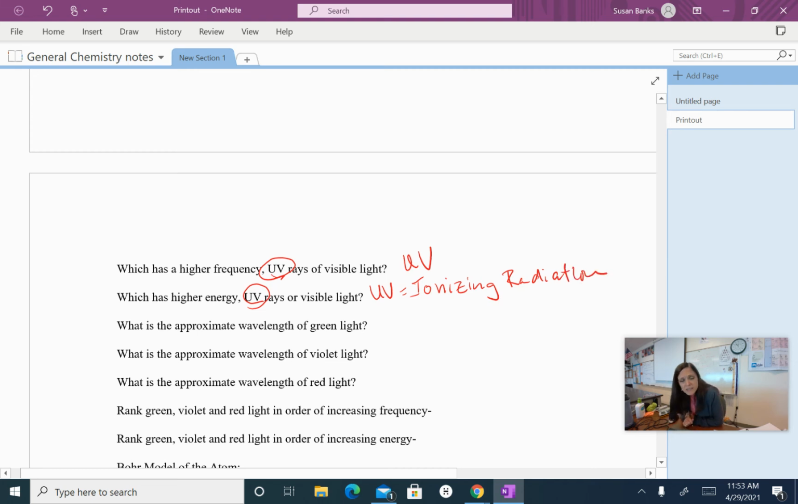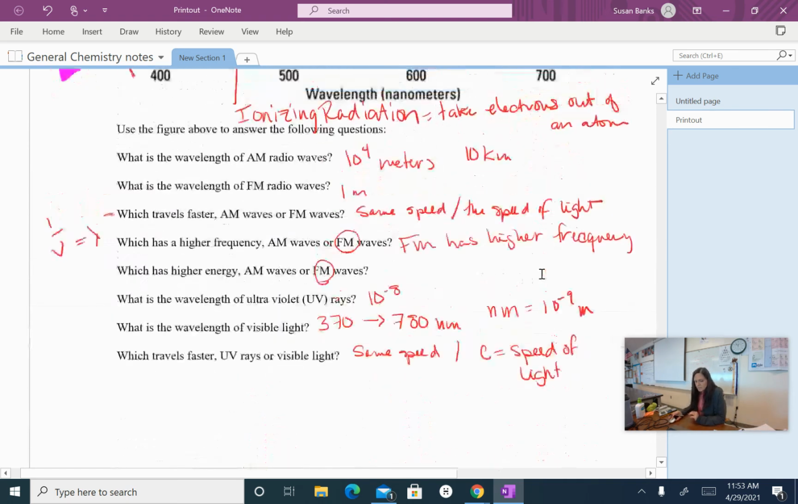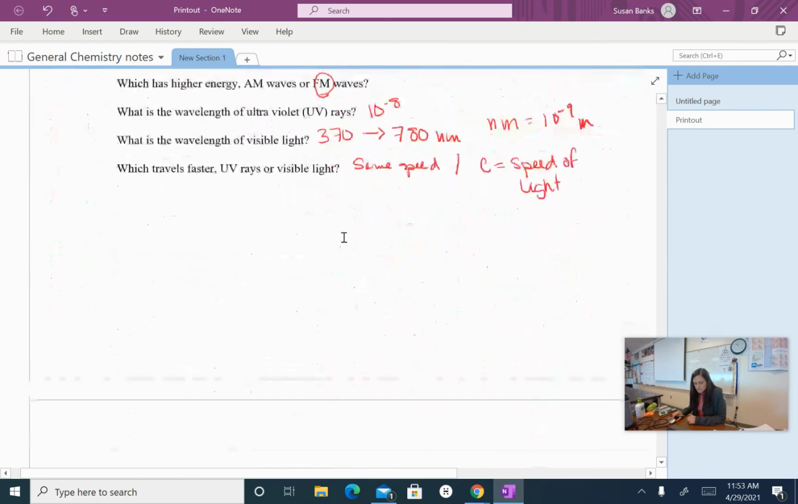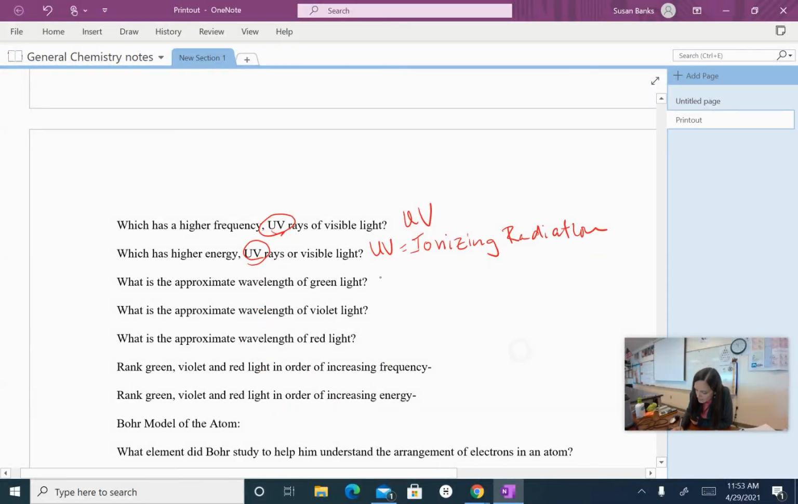Okay, what's the approximate wavelength of green light? Let's look. So green's right in here. So here's 500 nanometers and here's 600. So right here, I'd say about 510 to about 560 are the greens, nanometers. So I'd say about 510 to about 560 nanometers is what we would say is green light.